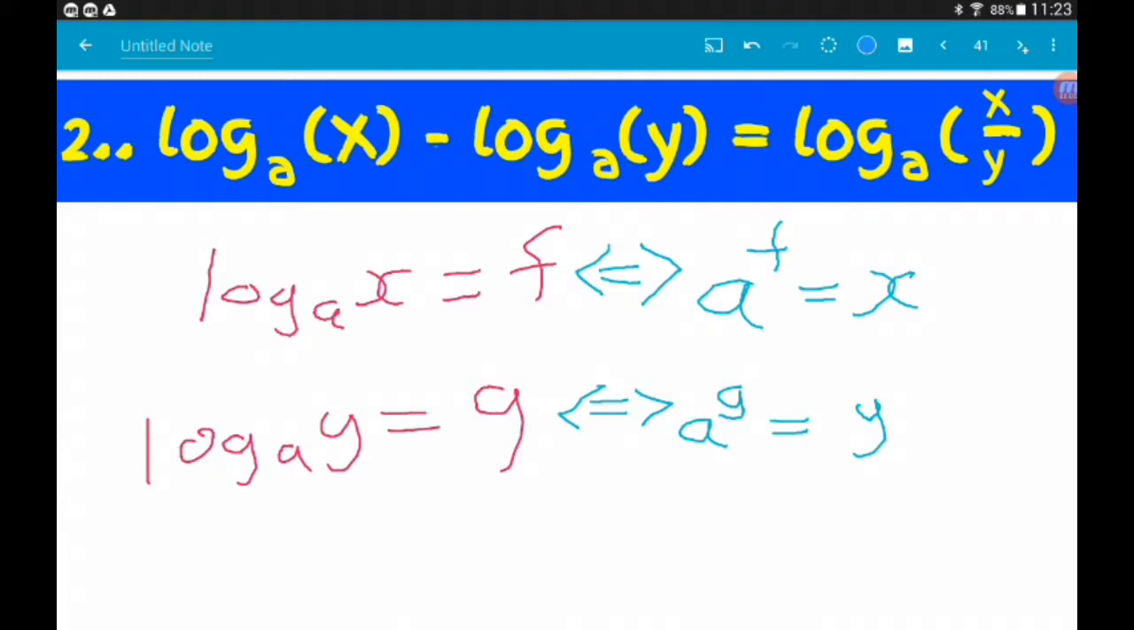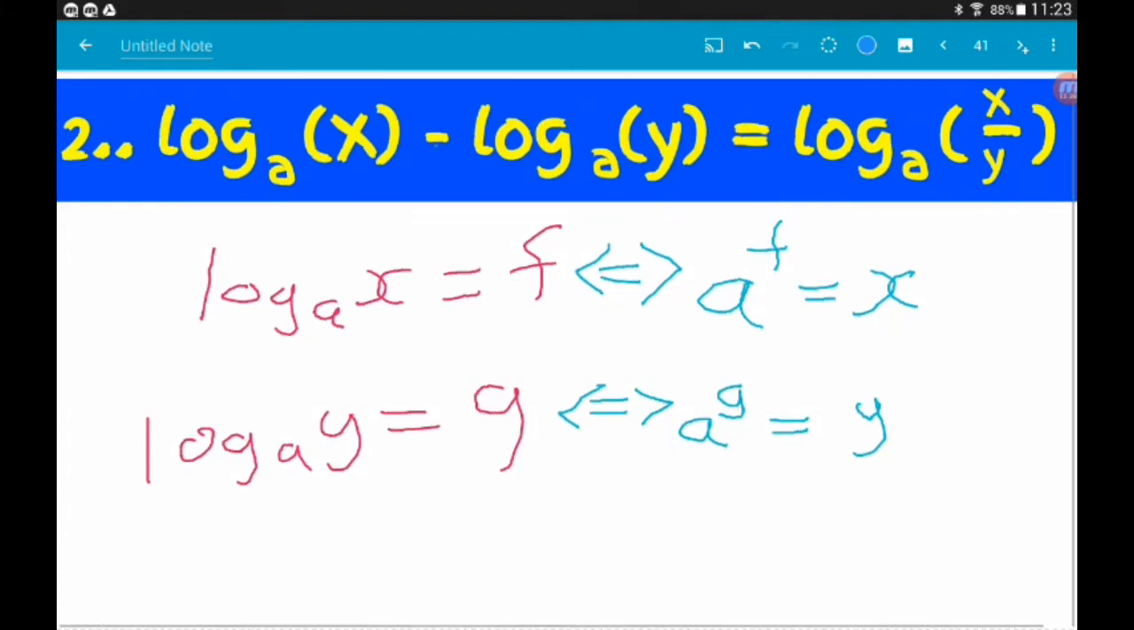Okay, now we want to prove law 2, so we want to prove that log a of x minus log a of y equals log a of x divided by y. So, our first step is exactly the same. We're going to define log a of x and log a of y as constants f and g, and then write them in index form. So again, we've got a to the power f is x, and a to the power g is y.